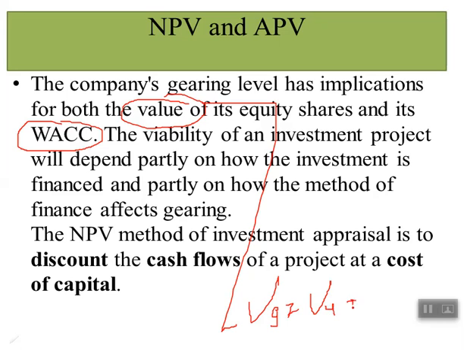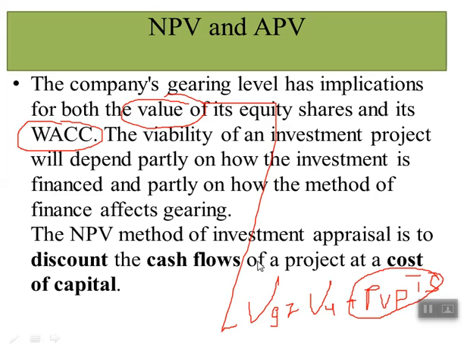plus the present value of the debt tax shield. So the value of a business which is geared will be more than the value of the business without this. That is the main interest we are looking at as far as the adjusted present value is concerned.